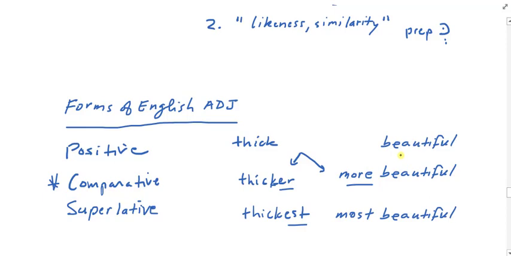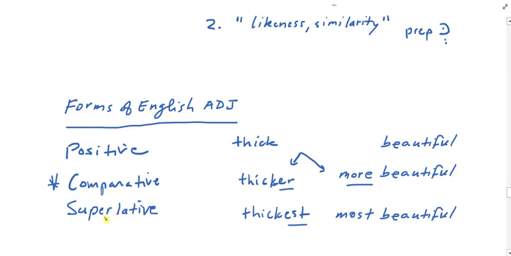Now, if I want to refer to someone as having the quality of thickness or beauty to a higher degree than someone else, I use what's called the comparative form of the adjective. And in English, what I do is I add the ER ending to the adjective. So thick becomes thicker, as in John is thicker than Billy, or I add the word more in front of the adjective and I don't add ER. Okay, so here I could say Lily is more beautiful than Bonnie.